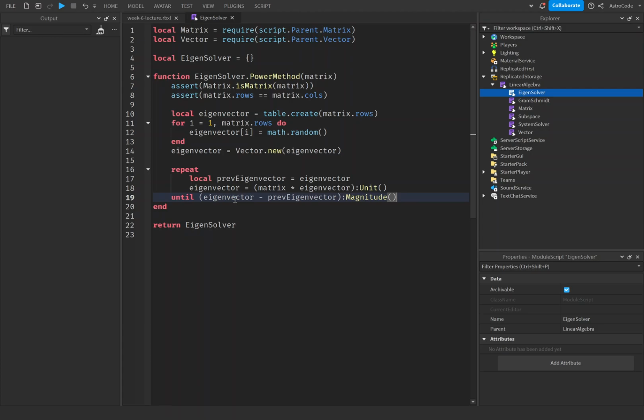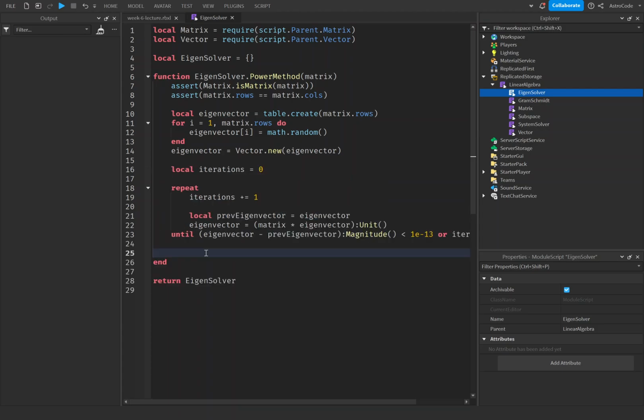So we'll start at 0 iterations and we'll increment this. And then if our iterations gets too large, like say 50, then we'll give up. It was converging too slowly. Okay, so at this point, we have what we think is a pretty good candidate for an eigenvector. And from this, we need to deduce the eigenvalue.